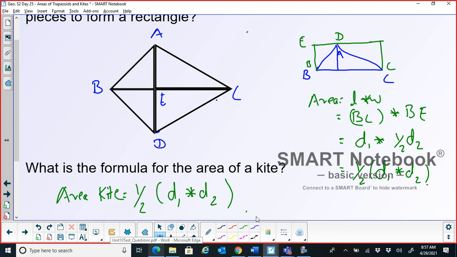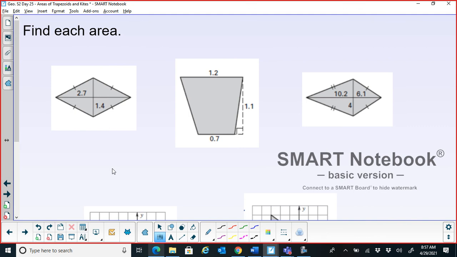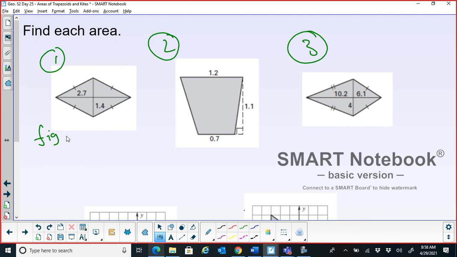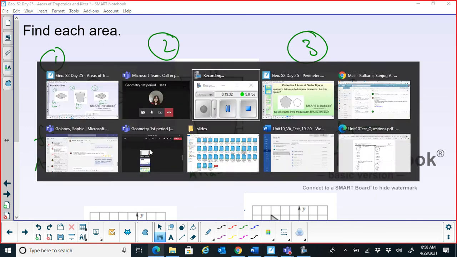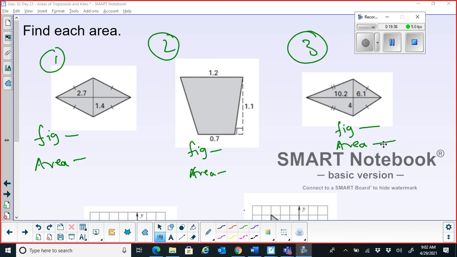I hope the formulas are clear for kite, rhombus, and trapezoid. Okay, we saw all three. Let's go on to the next slide. Find the area for each of them. You have to classify first. Tell me whether it is a rhombus, kite, or a trapezoid, and then tell me the answer for each of them, first, second, and third. Use your chat. I want the first figure, which figure it is, and its area. Same way, which figure the second one is and its area. Same way for the third. I'll give you exactly 3 minutes, then we will go over the solution for each of them. As you solve, the rest of us will go over the solution.